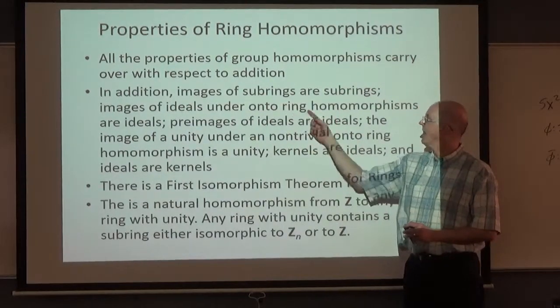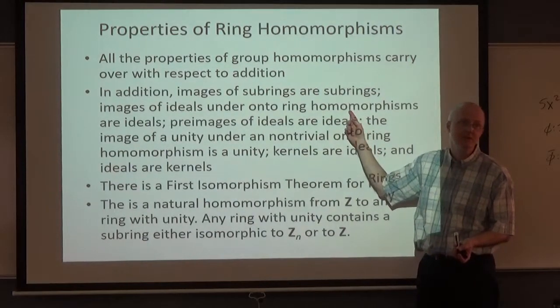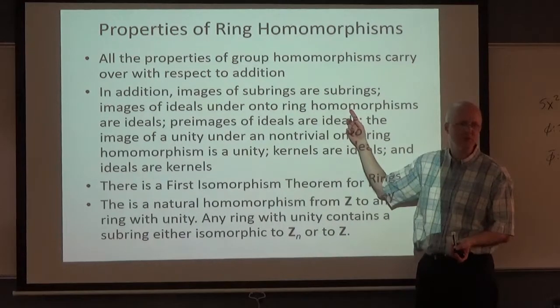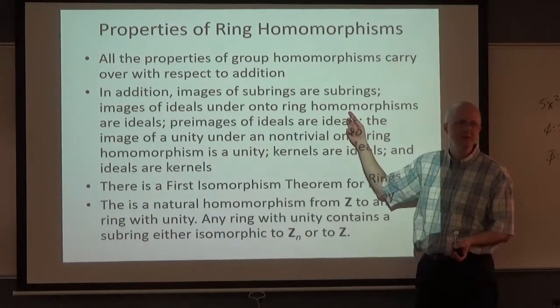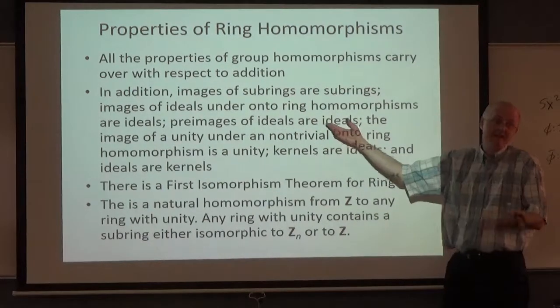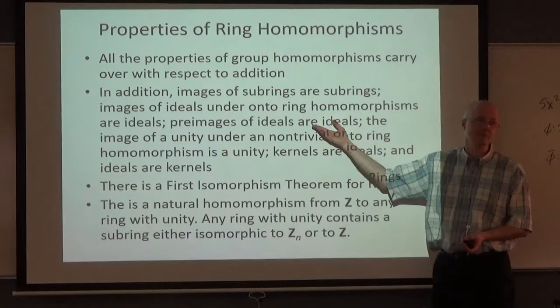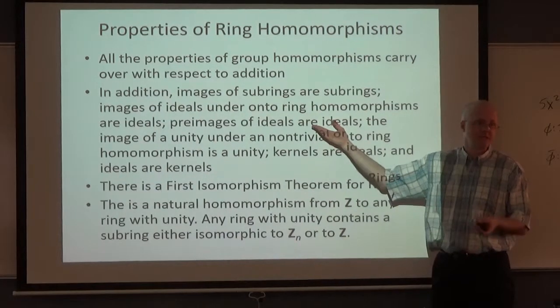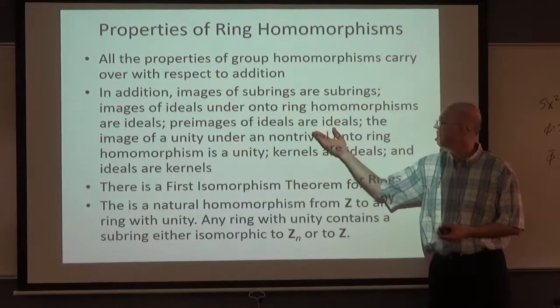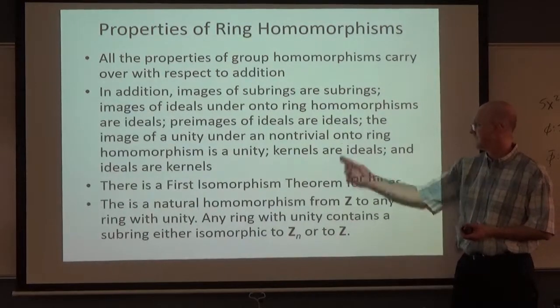Images of ideals under onto ring homomorphisms are ideals. Why does it have to be onto? I think this is one of the completion problems I made a key for as well. Pre-images of ideals are ideals. It doesn't have to be onto there, evidently. Why does it not have to be onto for a pre-image of an ideal to be an ideal? These are things you should look into if you haven't. Think about it. The image of a unity under a non-trivial onto ring homomorphism is a unity. Why does it have to be onto there?